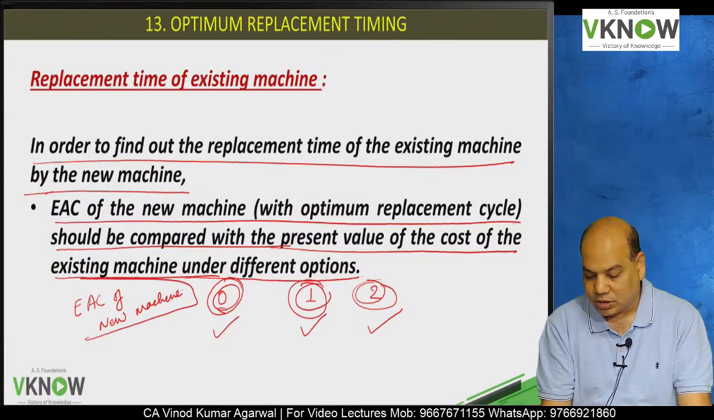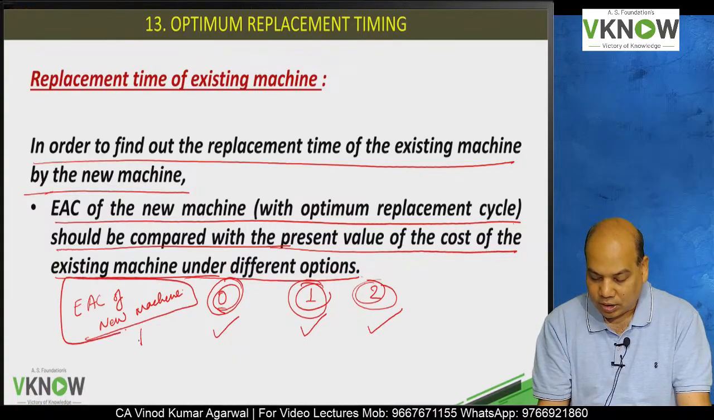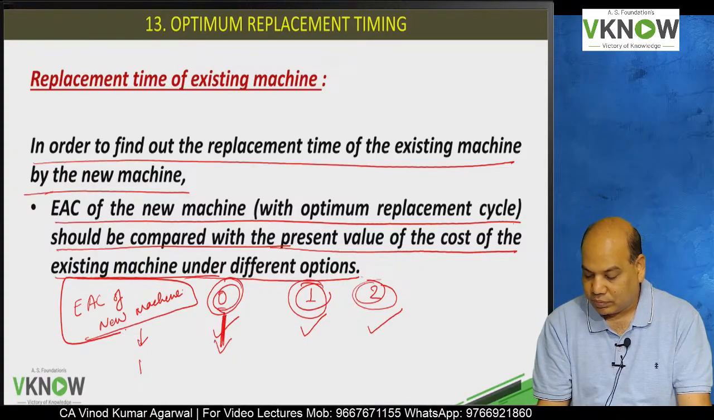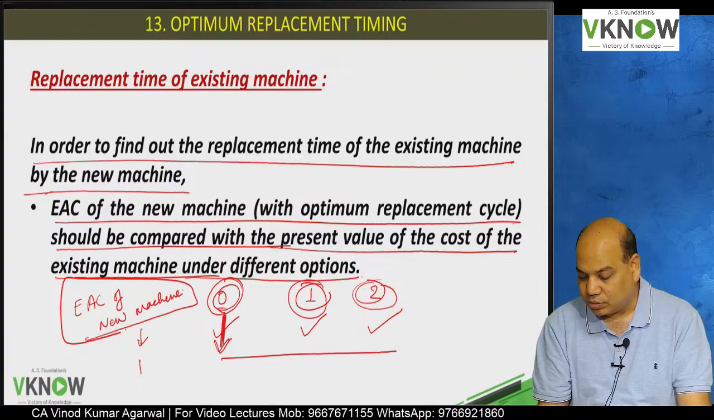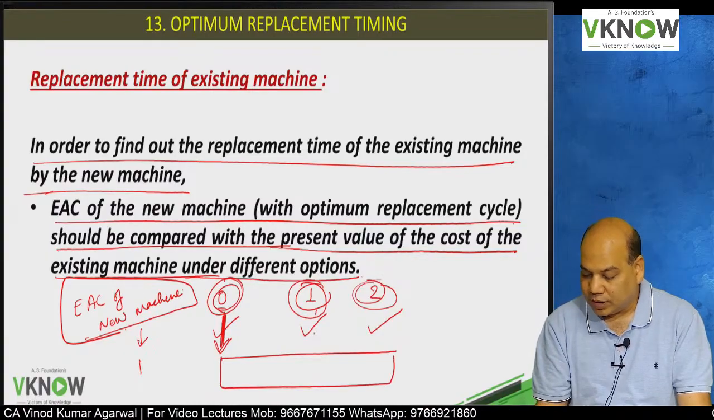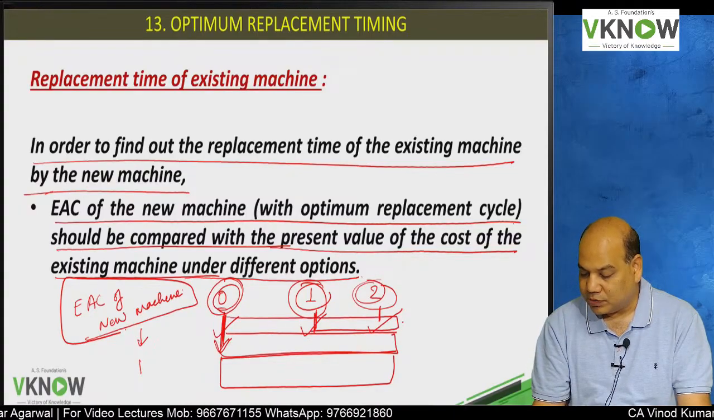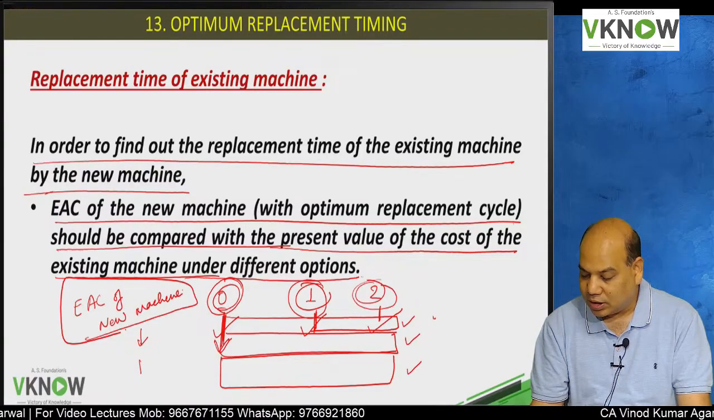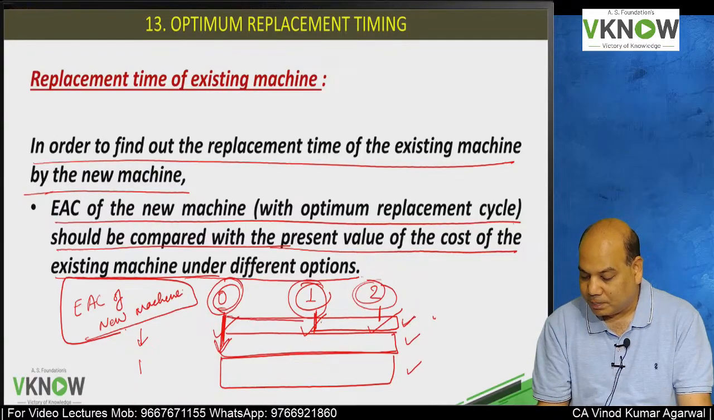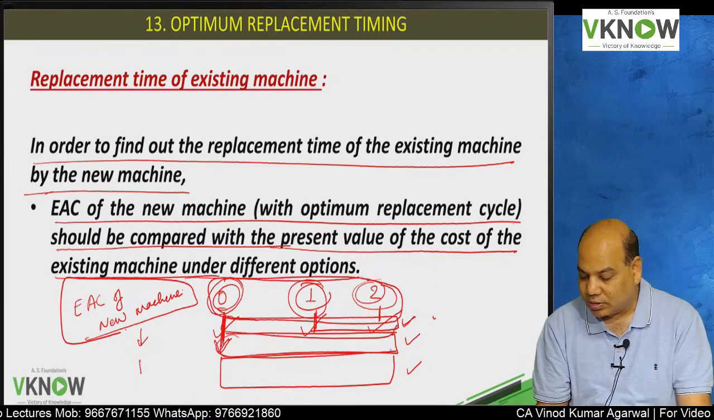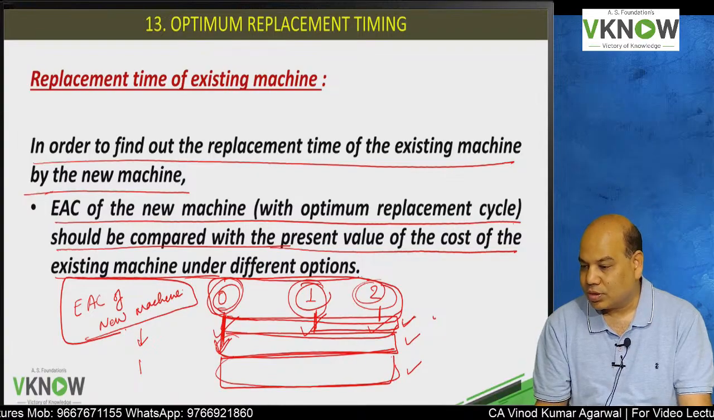We will compute EAC of the new machine, and then we will compare with, if I replace here, what will be my present value? If I replace here, what will be my present value? If I replace here, what will be my present value? And then I can compare. So I will compare the present value of 2 years under different scenarios. I will show you when we solve the problem.